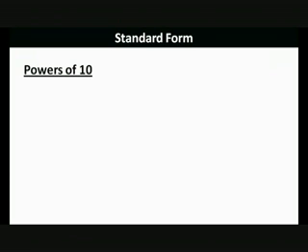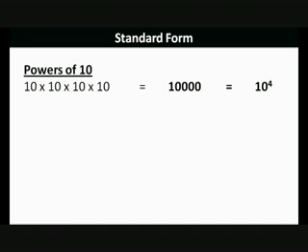First of all, we're going to talk about powers of 10. Now 10 times 10 times 10 times 10 is 10,000. And that can also be written as 10 to the power of 4 because it consists of 10 times 10 times 10 times 10.